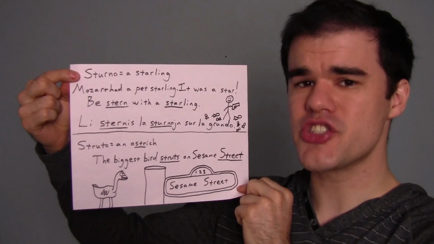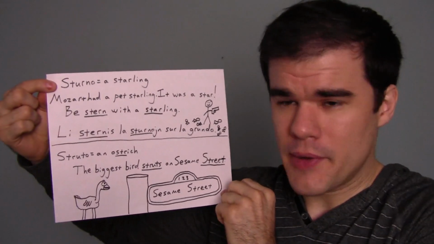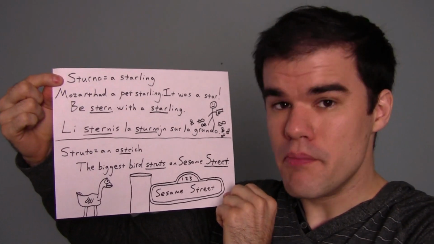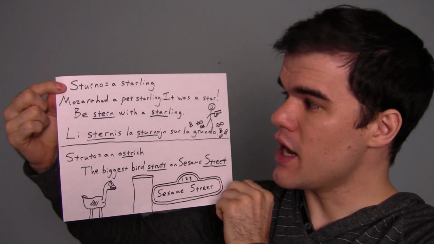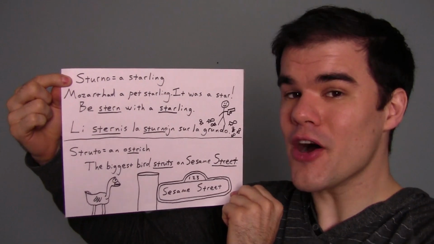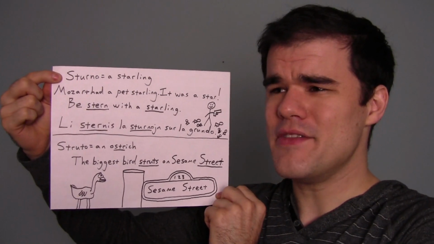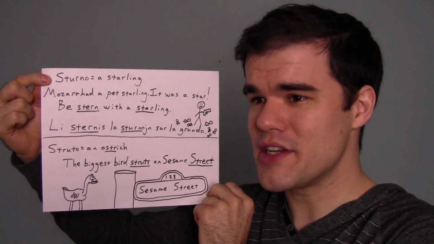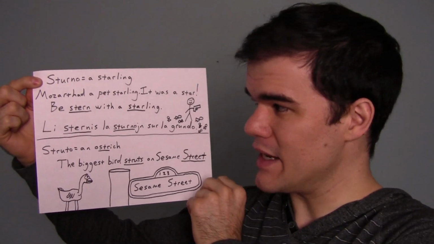Sturno is the word for a starling. I don't know if you know a lot about the starling species. They're very good mimics of sound and noises and things. In fact, Mozart had a pet starling that he was fond of, and it was a star. He wrote about it in his journal. He even did a huge funeral procession and wrote poetry and an ode to it after it died.